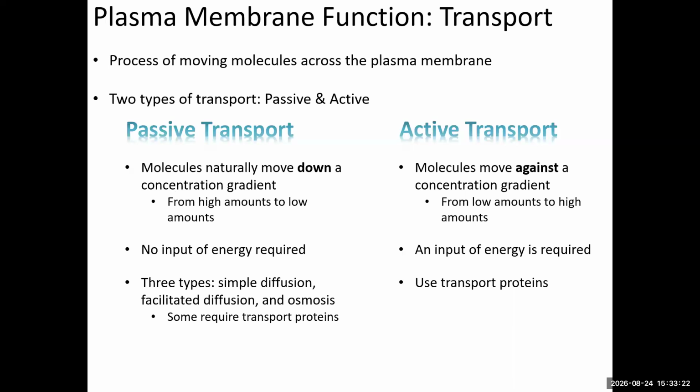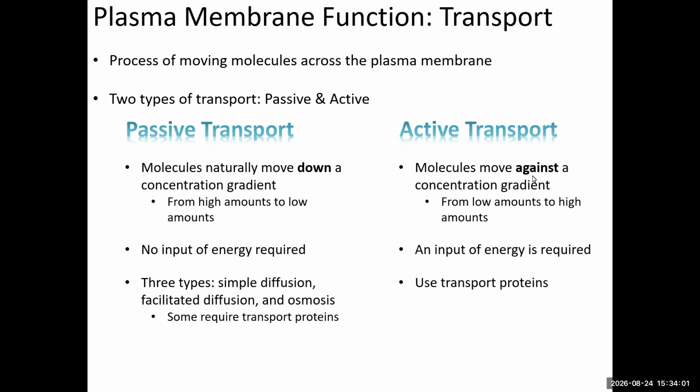Well, concentration means amount, and a gradient means there's differing amounts on one side of the membrane compared to the other. So with passive transport, molecules are moving from high amounts to low amounts. And again, that's going to happen passively and it's not going to require any input of energy. We're going to talk about three different types of passive transport: simple diffusion, also called passive diffusion, facilitated diffusion, and osmosis.